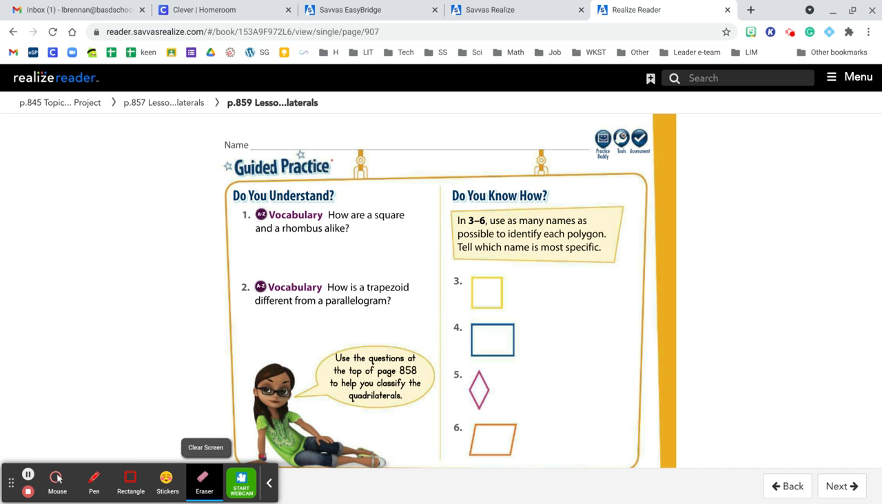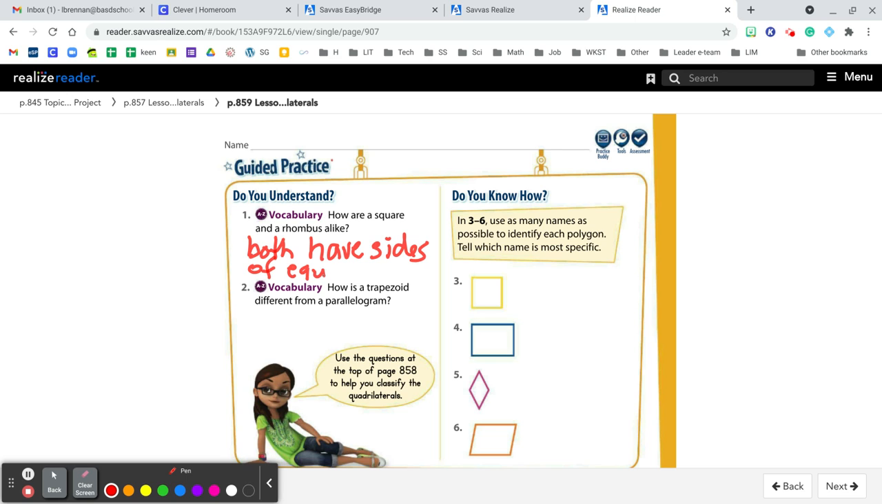Okay. How are a square and a rhombus alike? So you can always refer back to that page that we were just on. And how are they alike? They both have sides of equal length.